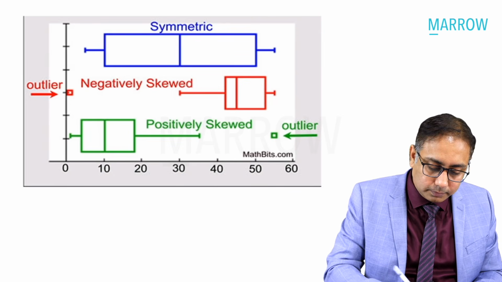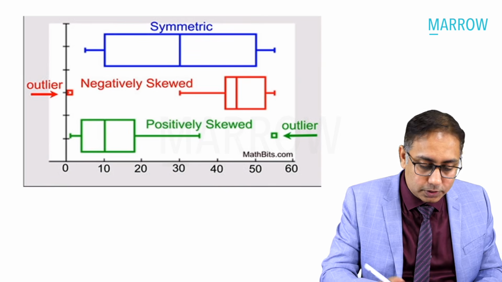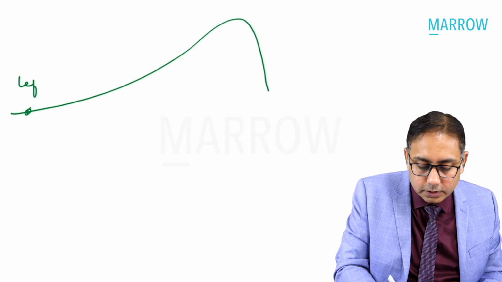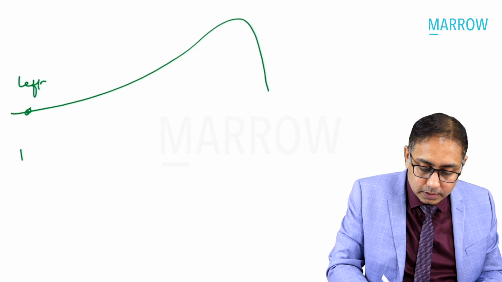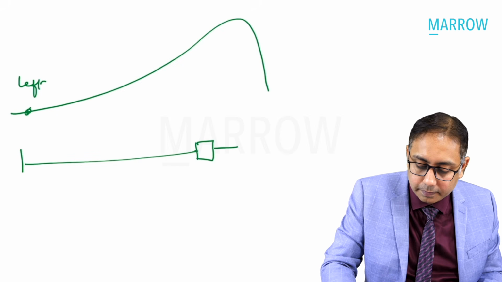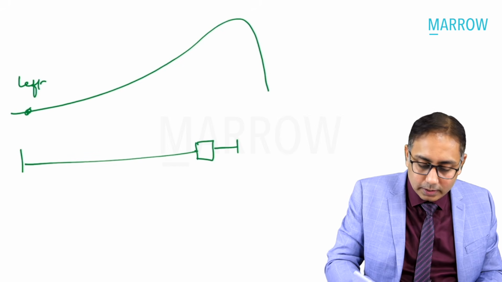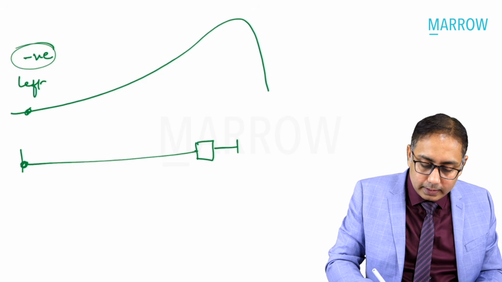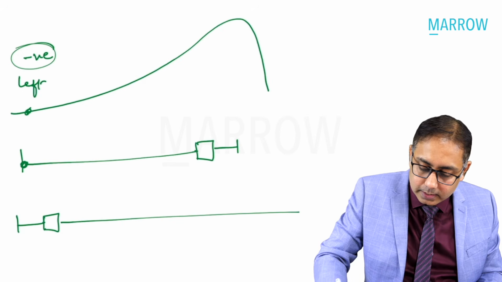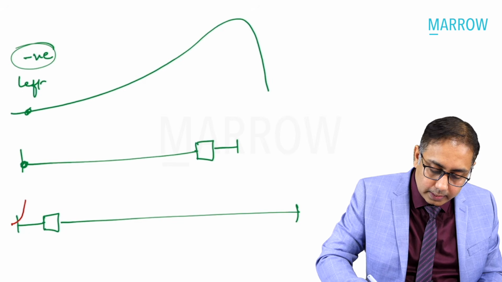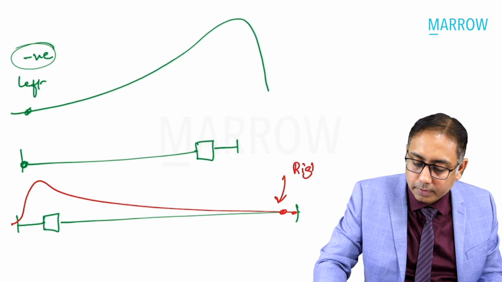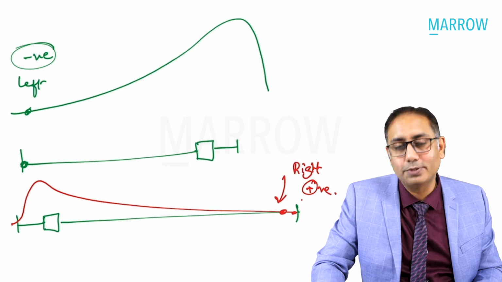You can see that in a negative skew, this is what a left skew looks like. So the box and whisker would look like this. Am I correct? So this skew is called a left skew or a negative skew. And in case your box and whisker is something like this, that means your data is something like this. So this skew is called a right skew, also called a positive skew.